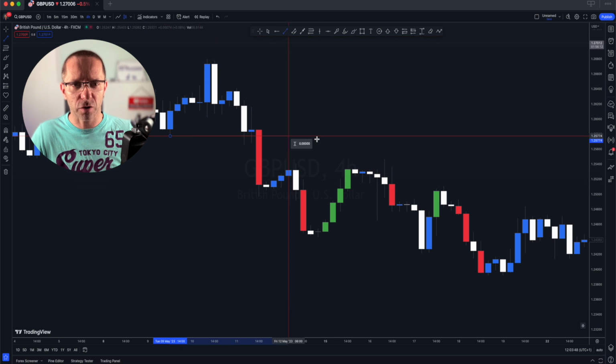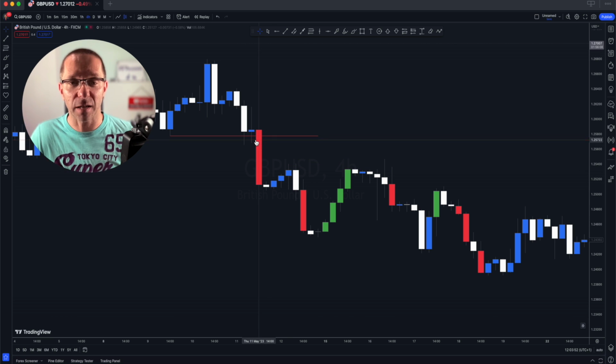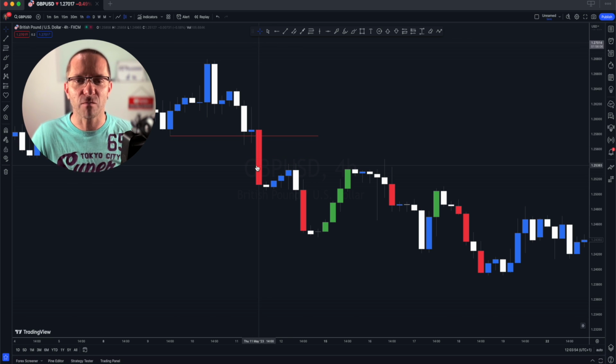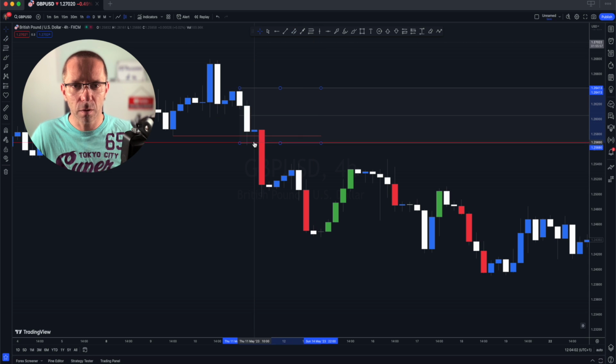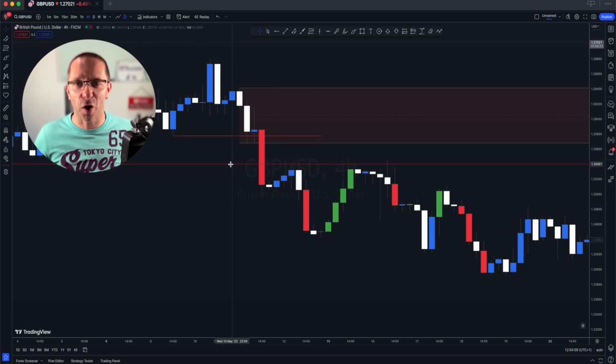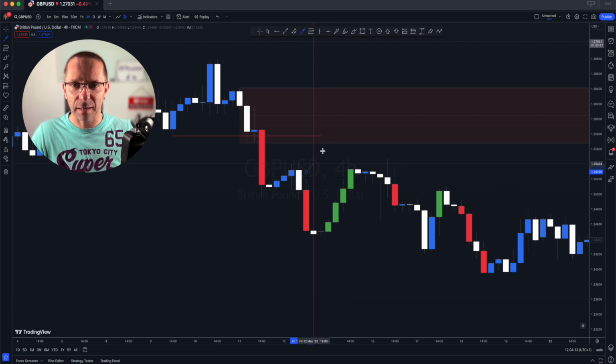Well, we break this structure low here. That is my area of imbalance. Remember, the imbalance zone here on this chart is that red candle. So I'll be drawing out my area of supply from this swing high to the low of this bullish candle as my area of supply. That's my optimized zone to look for a trade.